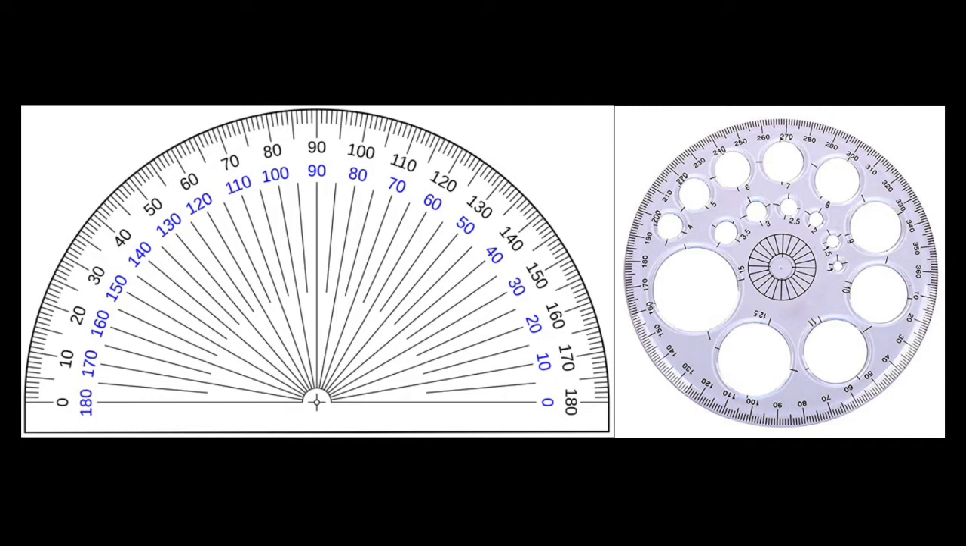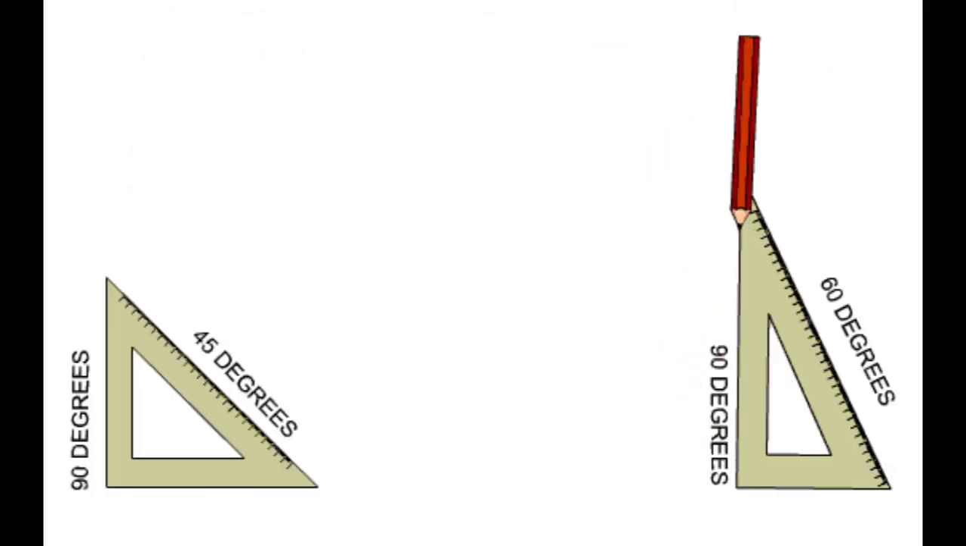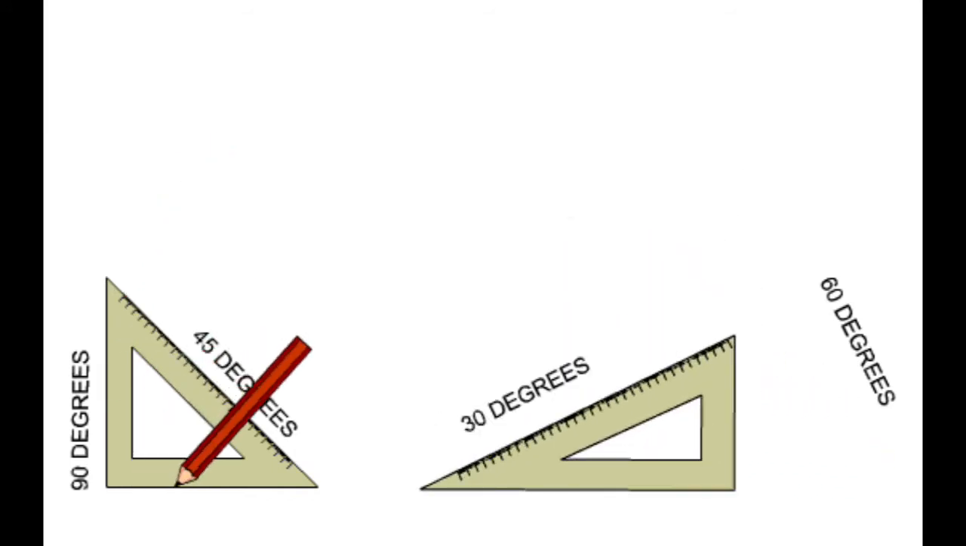Apart from these, we are using a protractor, divider, steel rule, and set squares. We have 2 types of set squares. One is 30-60, another one is 45. So what is the 30-60 and what is the 45?